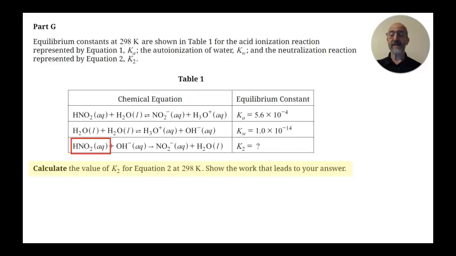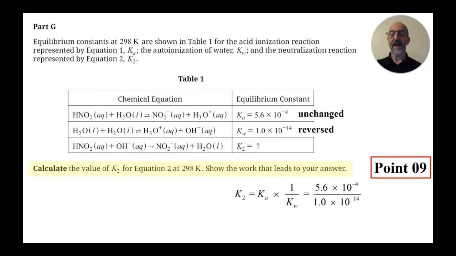Now, the first thing I notice is that HNO2 is on the left, which is what we see in the Ka equation. So I'm not going to do anything with that first equation. I will leave it unchanged. Then I notice that the hydroxide ion is on the left in the equation that I'm looking for, but the hydroxide ion is actually on the right in the Kw equation. So that equation should be reversed. So what I will do is leave the first equation unchanged, reverse the second equation, and then I multiply those two K values together. So it's going to be Ka times 1 over Kw, and when I do that math, I will get 5.6 times 10 to the 10.